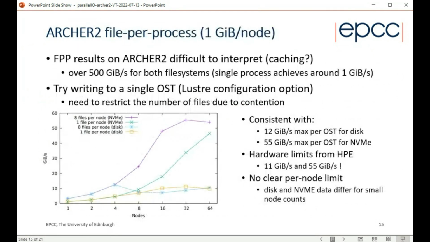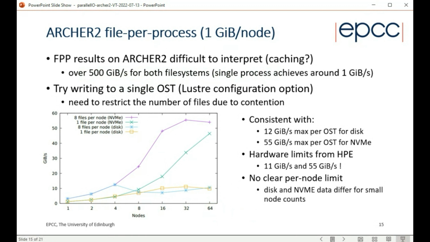On ARCHER2, when I did that, I got half a terabyte per second, regardless of whether I wrote to the disk or the NVMe. There was some caching going on here. So I did something different. There's another configuration I've not told you. I said by default Lustre puts all these files on different OSTs. I told it to put every single file on the same OST. So I've got thousands and thousands of processes. 64 nodes is, however many, 10,000 processes, all writing lots of little files to the same disk.